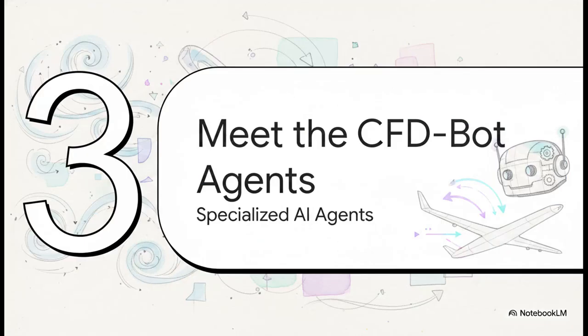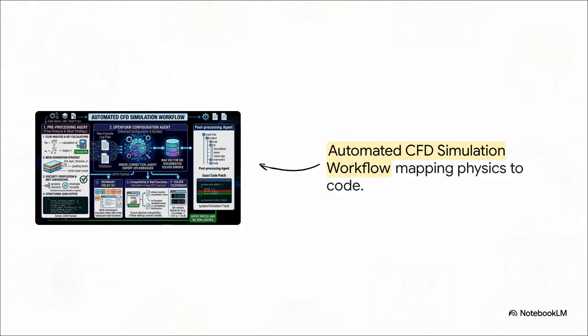Okay, section 3, meet the CFD bot agents. In a real-world engineering environment, it's wild to see how physical flow descriptions, like case specs and fluid properties, are automatically translated into numerical constraints before grid generation even starts. You've got multiple AI agents talking to each other, passing JSON payloads, configuring OpenFOAM solvers, and writing syntactically perfect C++ dictionaries, all without a human ever touching a keyboard.